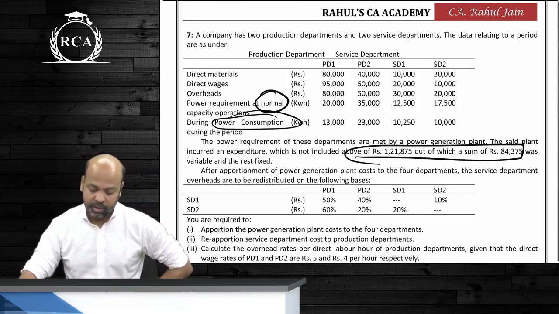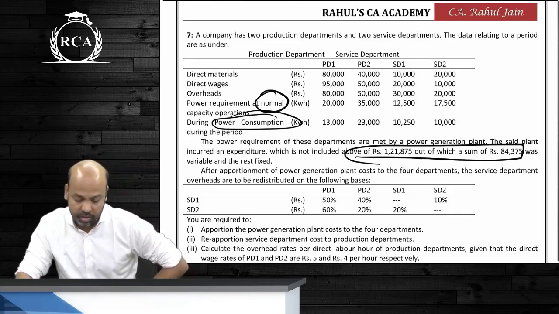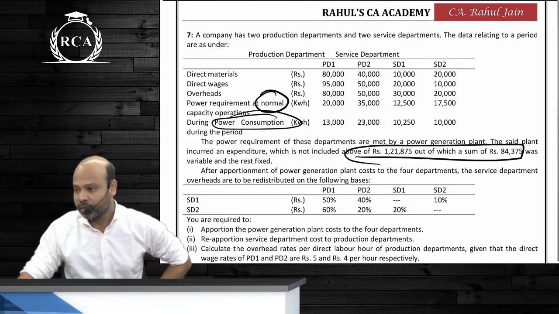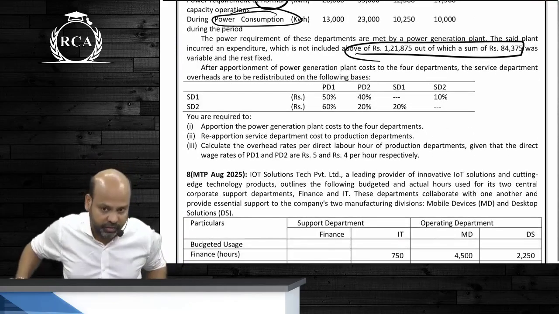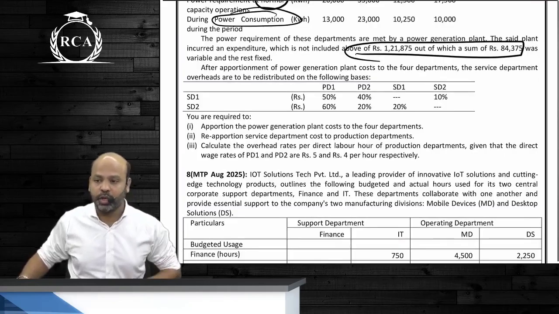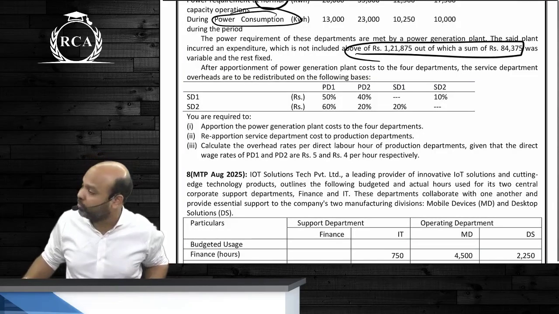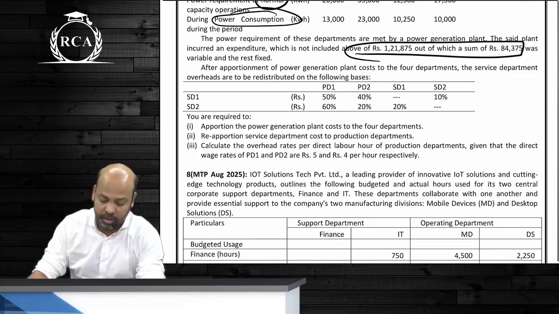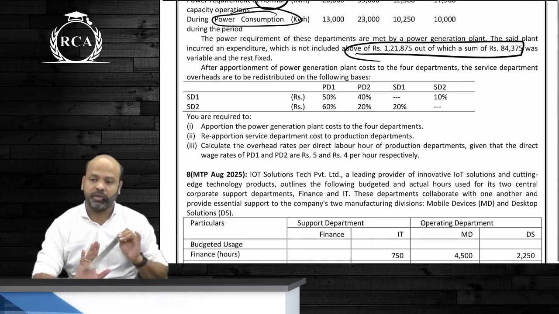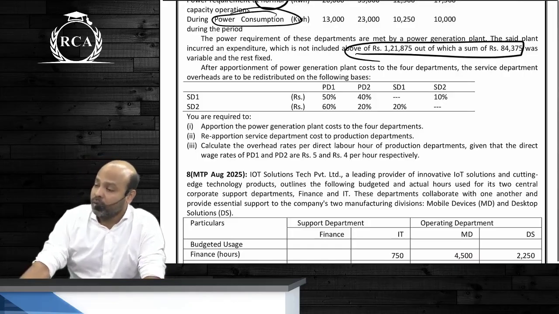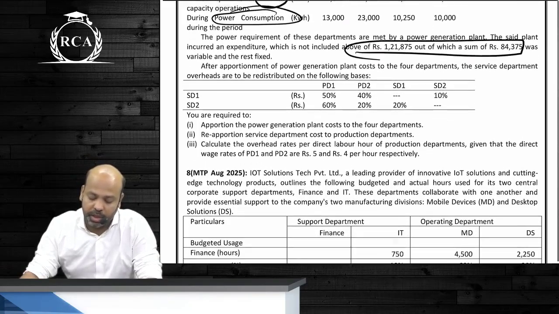After apportionment of power generation plant cost to the 4 departments, the service department costs are to be redistributed on the following basis. Is it reciprocal, non-reciprocal or direct method? Reciprocal. SD1 is rendering service to SD2. SD2 is also rendering service to SD1. We are supposed to apportion power generation plant cost to the 4 departments and reapportion service department cost to the production departments. Nothing is given. We will prefer doing it on the basis of repeated redistribution. And then calculate the overhead recovery rate per direct labor hour.